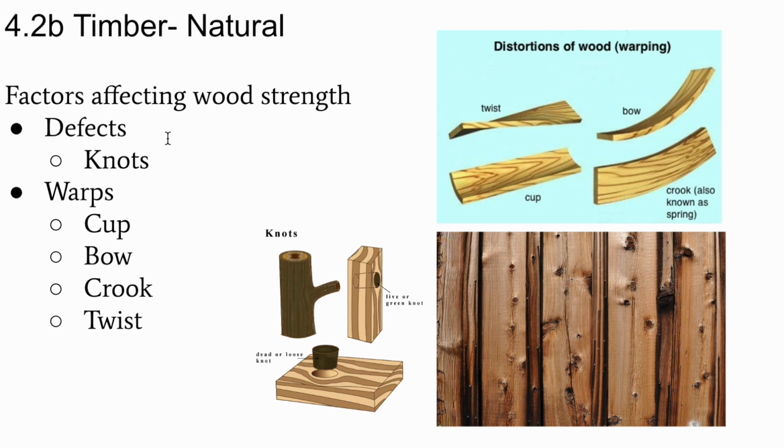And another factor that affects wood strength is knots. So knots are essentially where a branch would be coming out of a piece of wood. So you can see them here. These would have all been little branches that would have come out of this wood. And you can see here, this is an example of that. That would be a knot that would be coming out of a piece of wood.